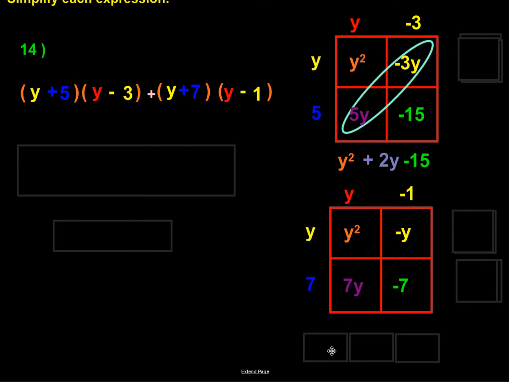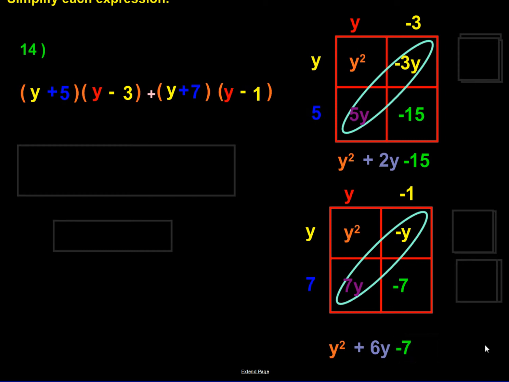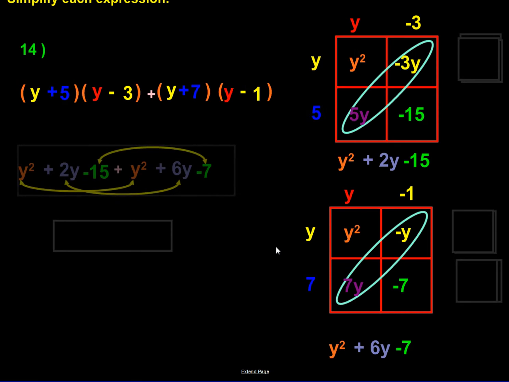Again, my y squared is my biggest degree, so it comes down first. I have like terms with y's, so I have a positive 7 and a negative 1y. So that's going to give me a positive 6y. And my negative 7 can't combine with anything, so it just simply comes down. Now that I solved for both of these, I'm going to take both of these answers and string them together with this original addition sign, and that's going to look like this.